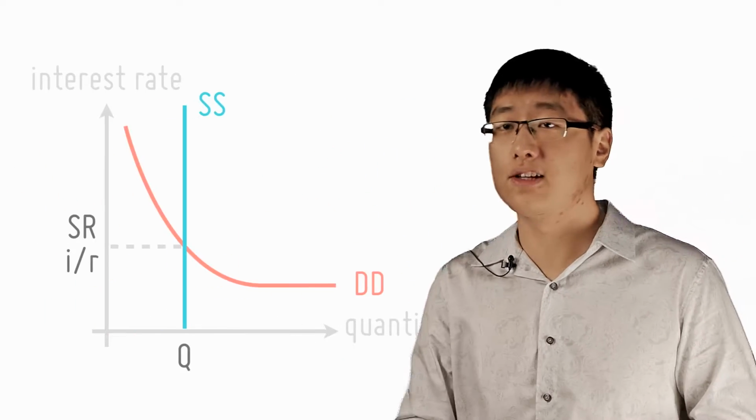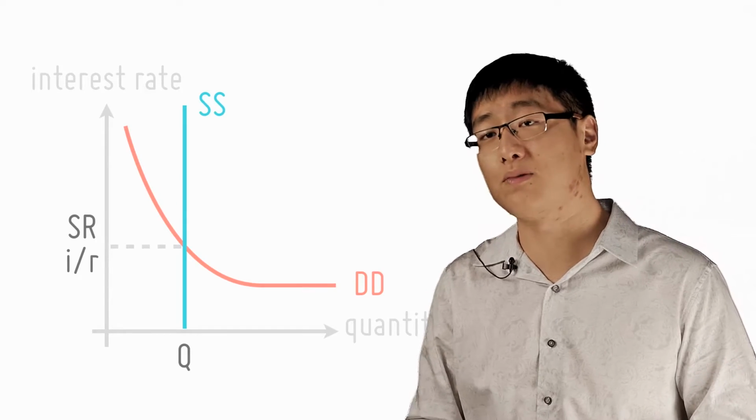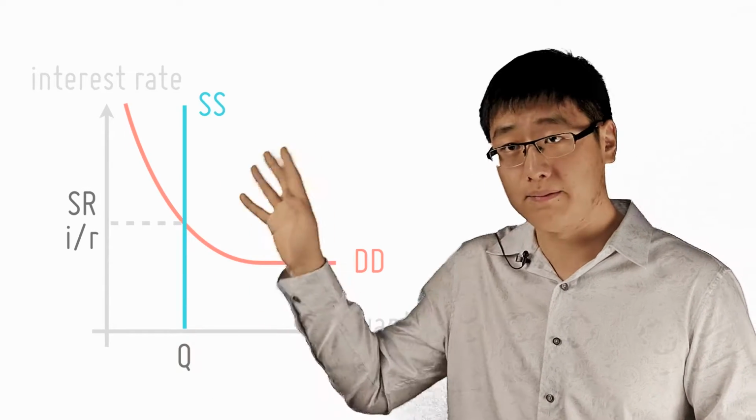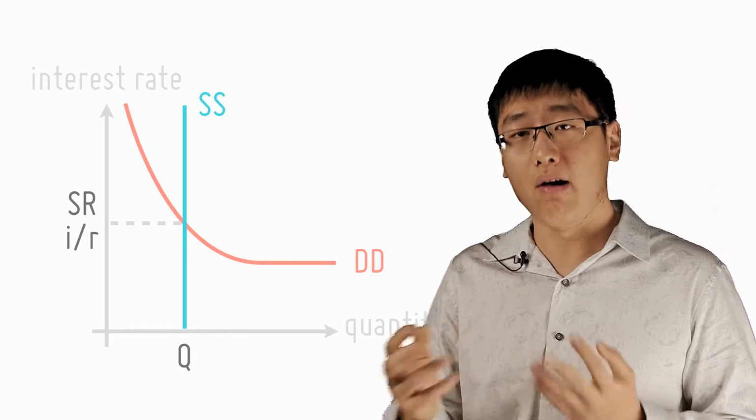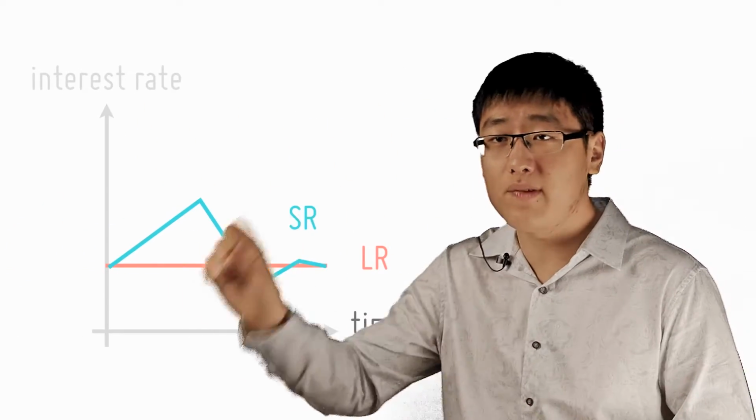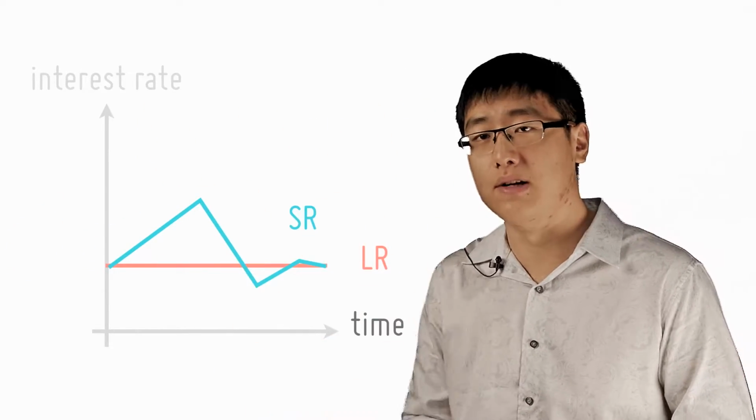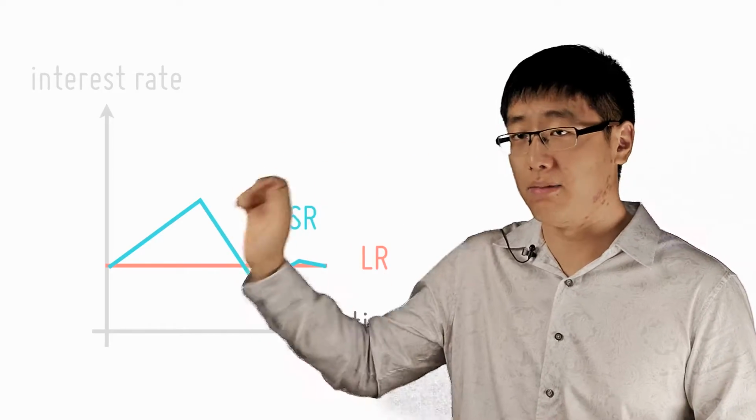So like in this graph, in the short run, money demand and supply determines interest rates, and we produce a fluctuating interest rate like this. However, it always tends towards and is driven fundamentally by the long-term interest rate, which is determined by economic fundamentals.